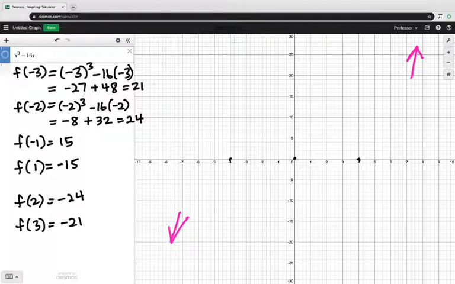All right, so I'm just going to plot, and like I said, you don't have to have all of these points. Okay, so negative 3 comma 21, I'm going to give myself a point there. At negative 2, 24, that's about where I maxed out. F of negative 1, I got 15. F of 1, I got negative 15. F of 2, negative 24. And f of 3, negative 21.